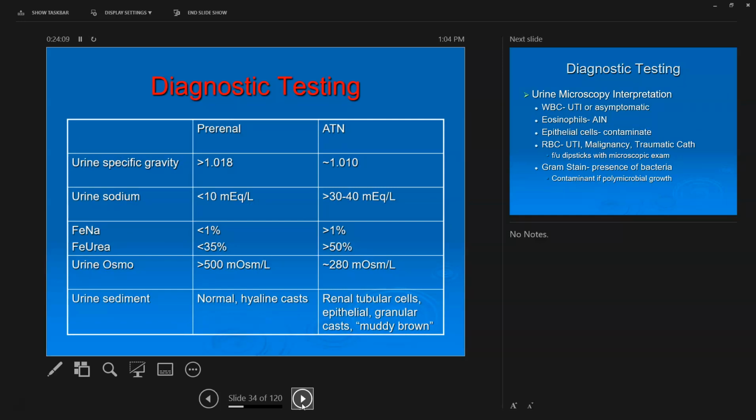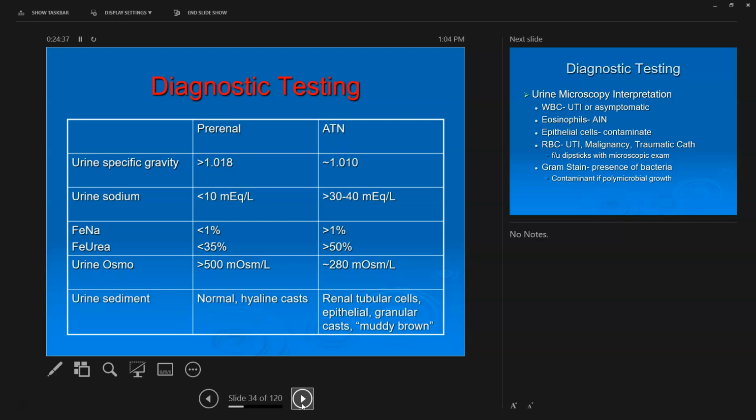So for those of you that want more detail, more of a chart, here's the chart form. I put it in red. And if you want a little bit more detail on what a specific gravity might be, what the urine sodium might be, and pre-renal or ATN, this is, I think, a little bit more helpful.